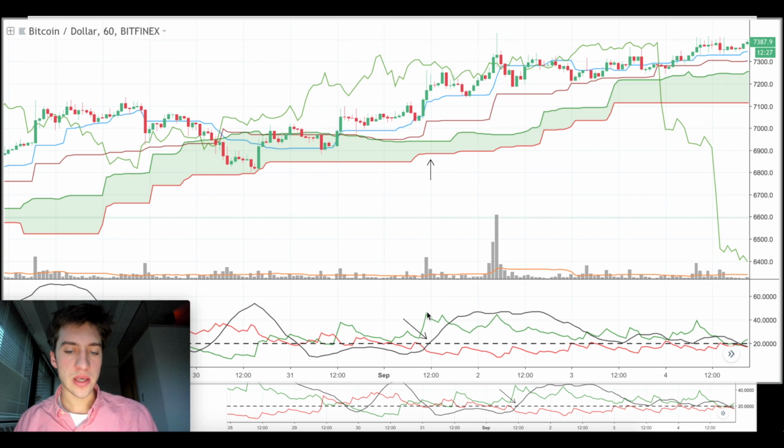And then we have the ADX. We can see that the ADX crosses above the threshold, and we see that we have a green DI above a red DI. This is just indicating to us that we probably want to buy into the uptrend.